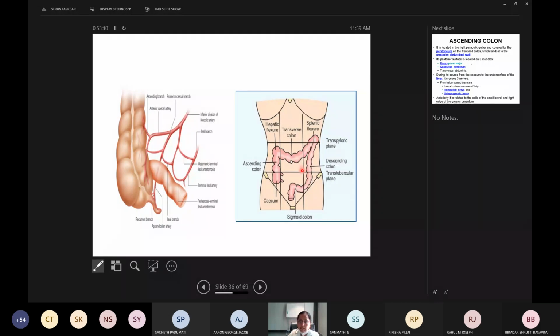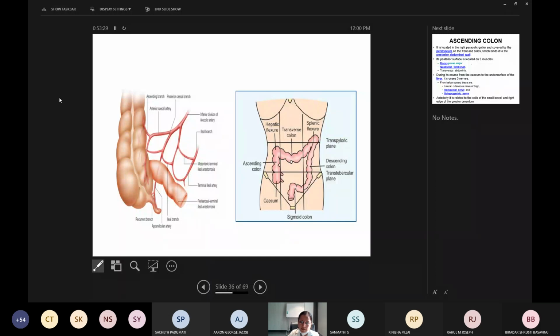So these marginal arteries will supply the large intestine, that is the ascending colon, the transverse colon, descending colon. These are between the branches of the superior and the inferior mesenteric artery. This marginal artery will form two straight vessels, called the vasa longa and the vasa brevia. Vasa longa will supply the outer 2/3 of the large intestine. Vasa brevia will supply the inner 1/3 of the large intestine.